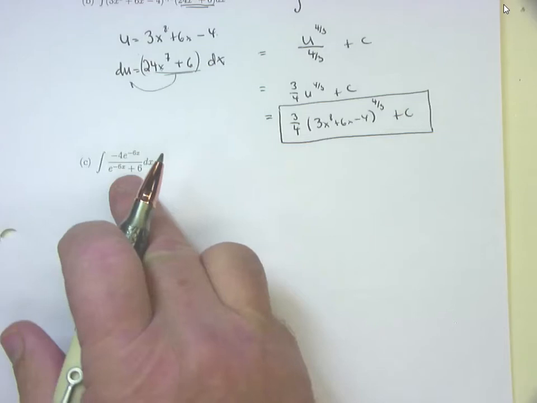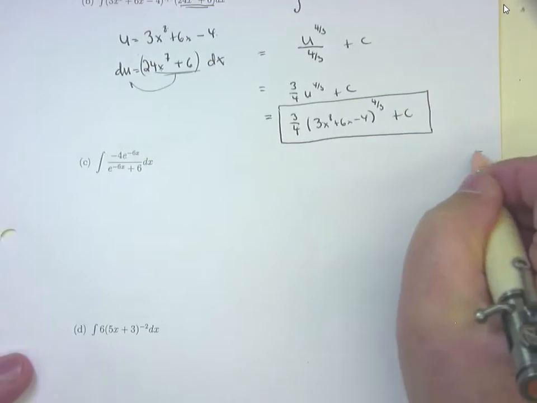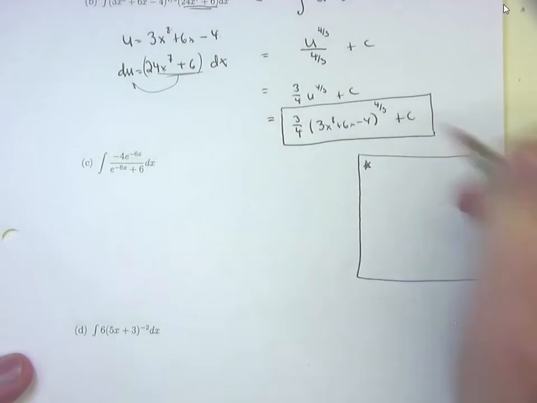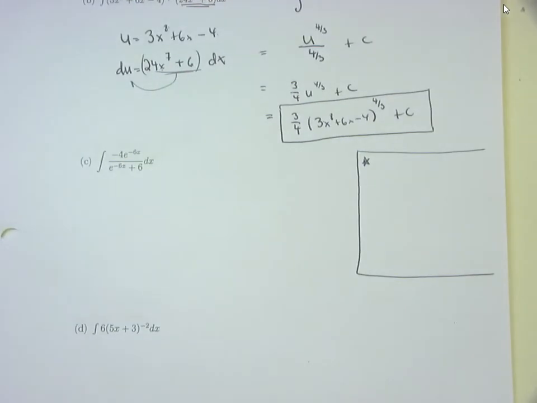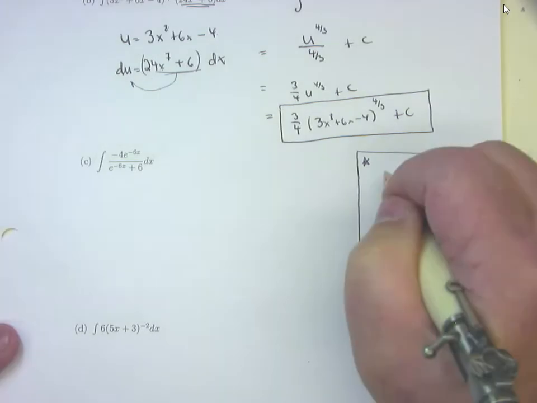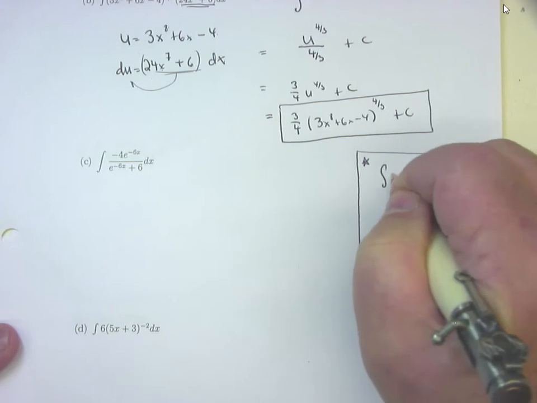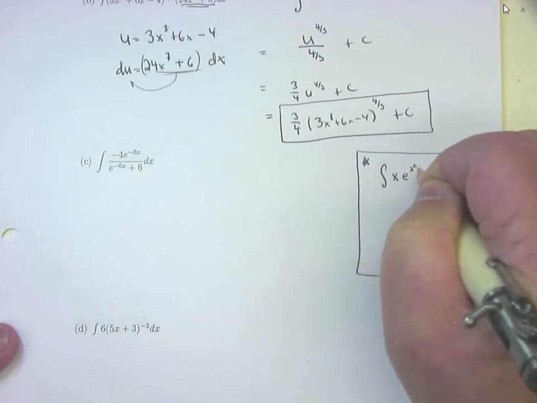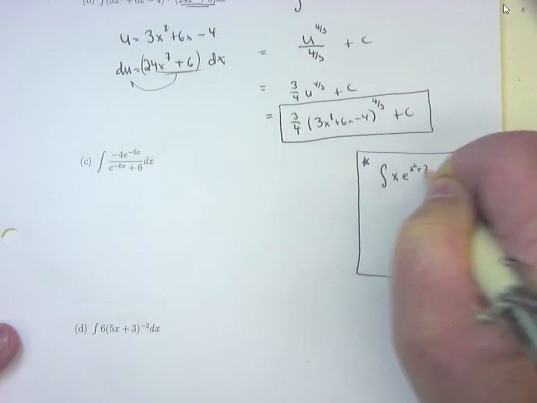Before I do this one, I want to do another one. I made up my own problems here, so put a little star right here. I'll make up my own problem. All right, you've got to pay attention to these. I want to do this problem right here. I want you to integrate x times e to the (x squared plus 3) dx.